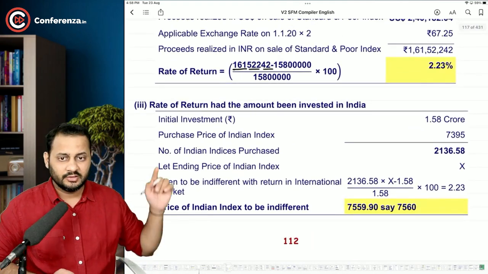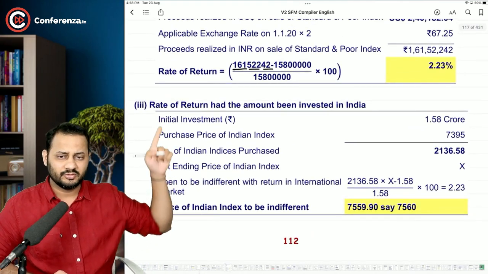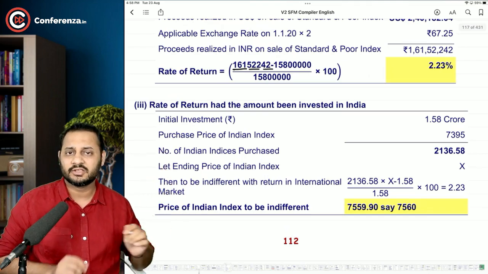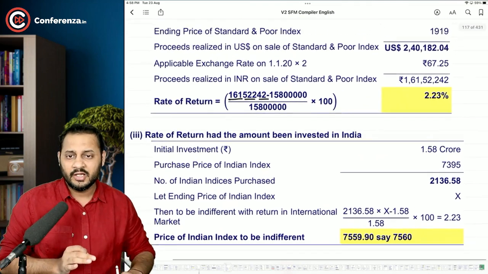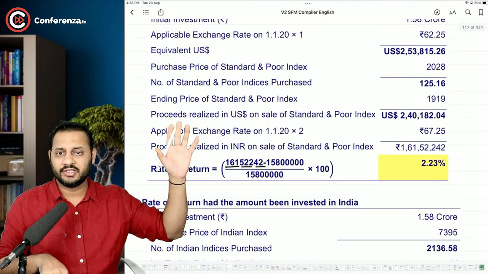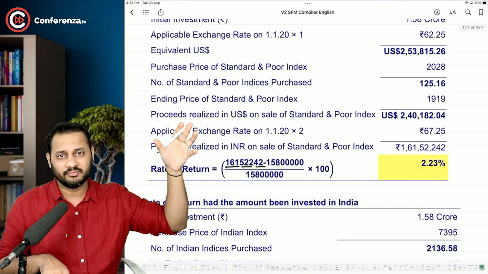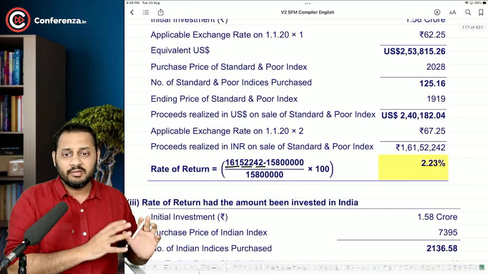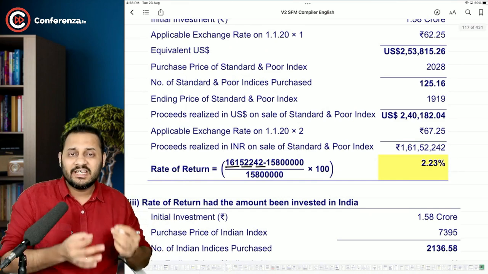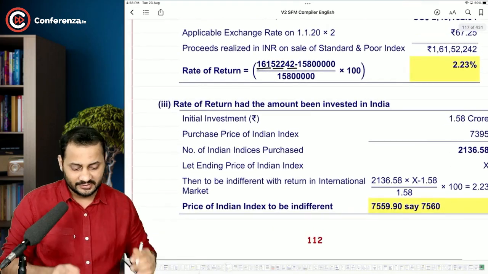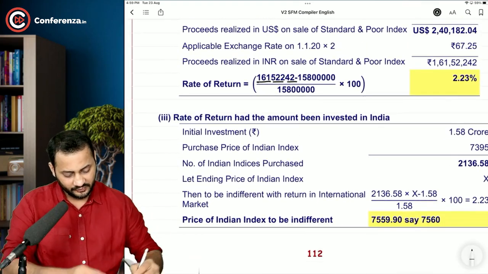See, initial investment purchase, you don't have to do this much of the things. You don't have to seriously do this much of the things. You should write one sentence. If we want to make it indifferent for Mr. X to invest in US market and Indian market, then Indian market should also give the same return as US market. And that's why after writing this sentence, what you can do is, it's very simple, sir.